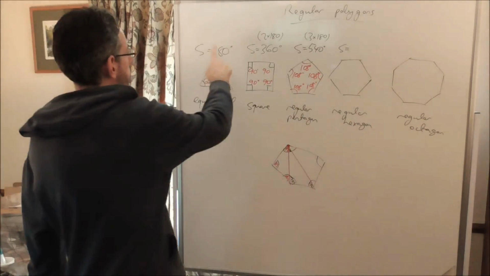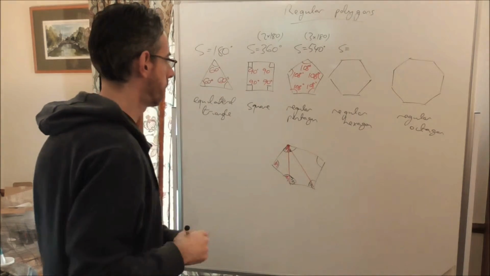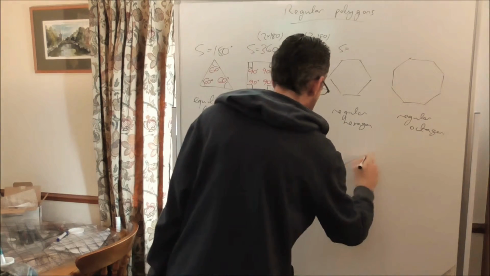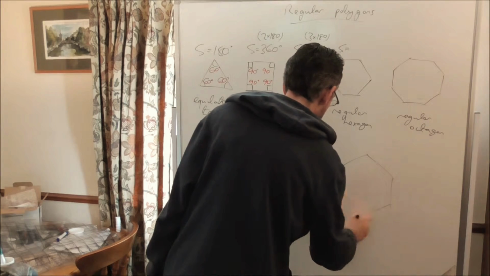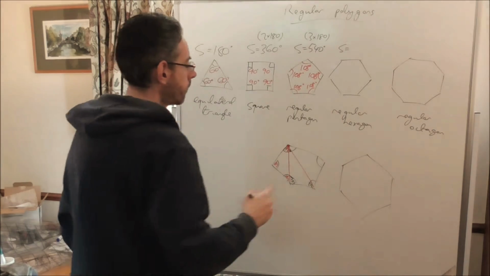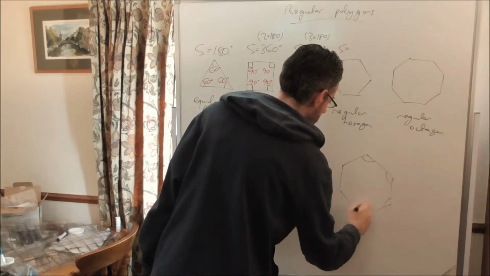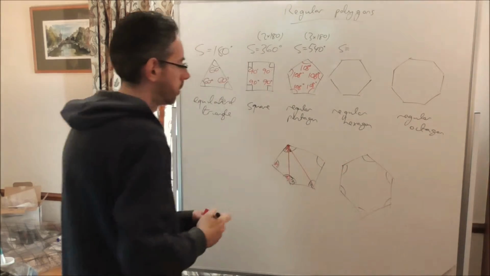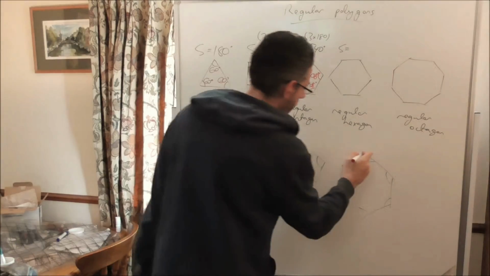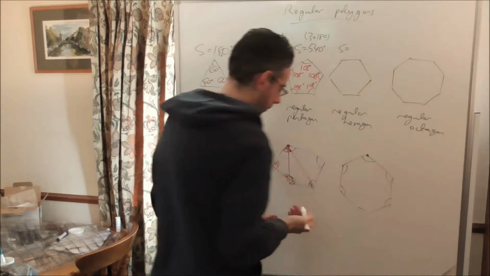Well, it looks like the sum is just going up by 180 every time. Let's just check that. Let's draw a random hexagon. It doesn't have to be regular. Just mark the 6 angles, like so. If I mark a point, let's split the shape into triangles.